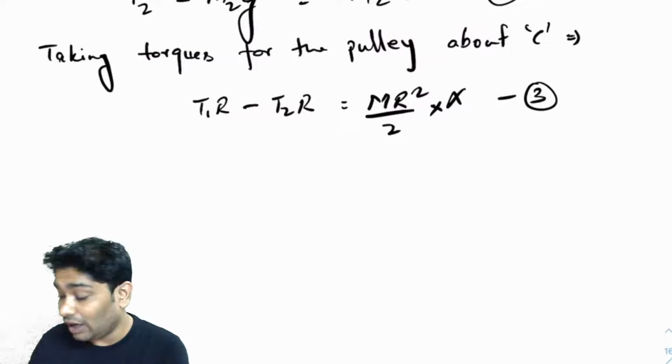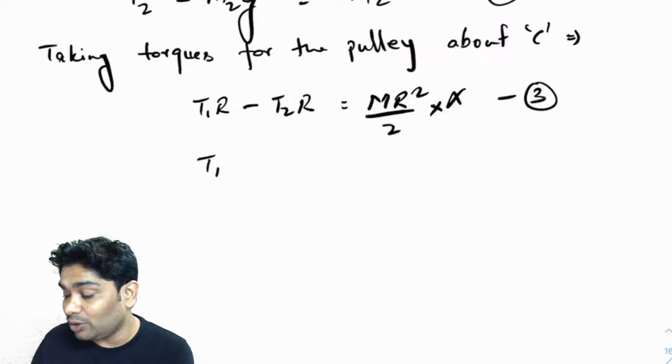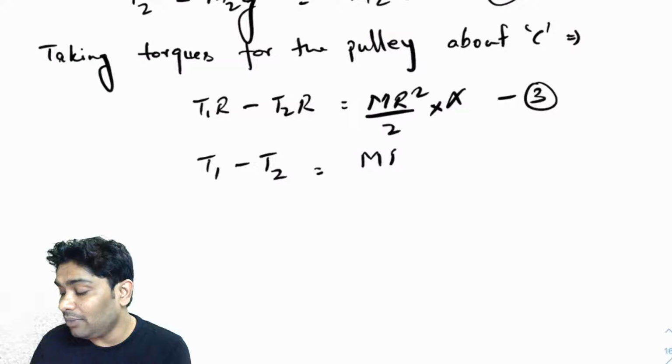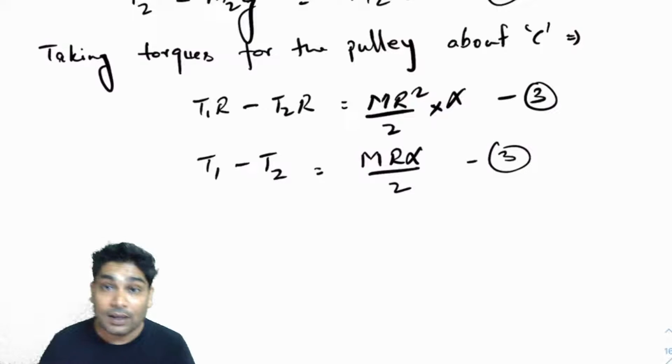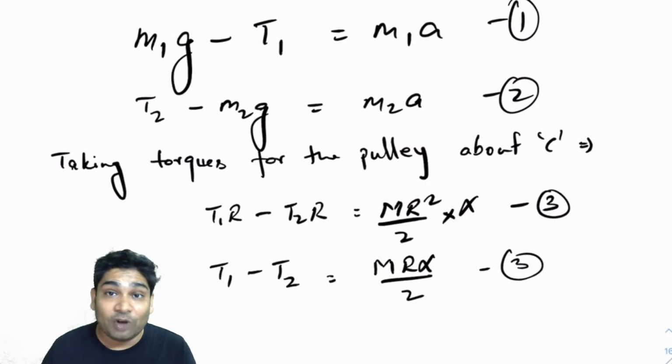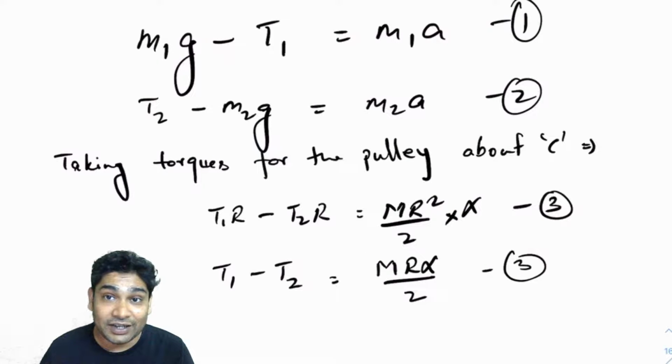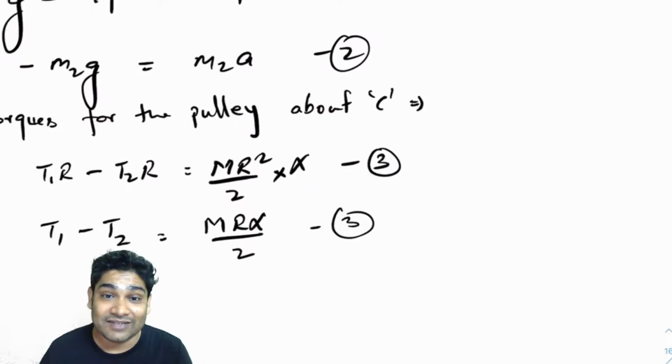Okay, so from here I can cancel out the r's on both sides and I can say that T1 minus T2 equals mr alpha over 2. That's equation number 3. Now I realize I have 4 variables, being T1, T2, A and alpha. So I need a 4th equation as well.